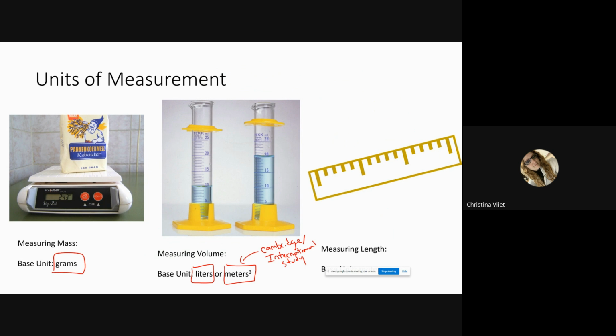But these base units are what we're going to be using as we get through the metric system. Why is meters cubed the same thing as liters? It goes back to volume being length times width times height. So if you take meters times meters times meters, which is the base unit of length, you would get meters cubed. That's why Cambridge uses it instead of liters, which is what we use in America.